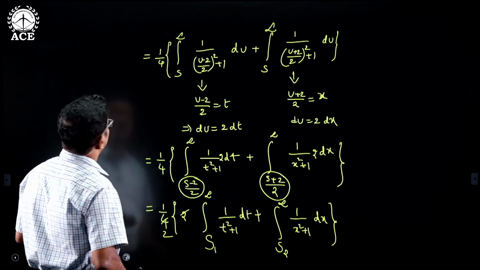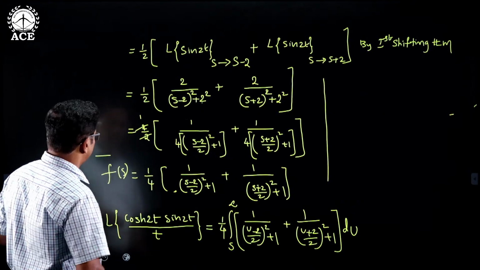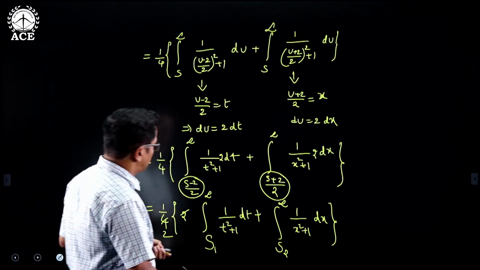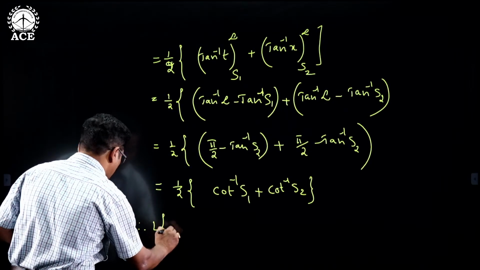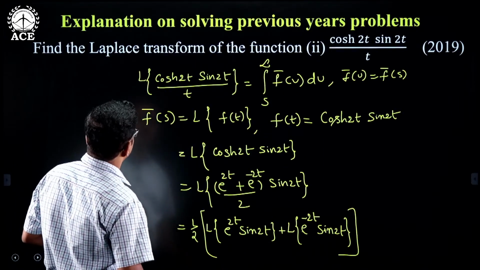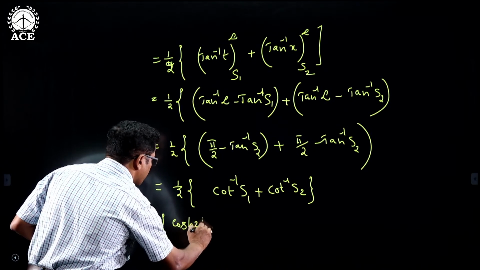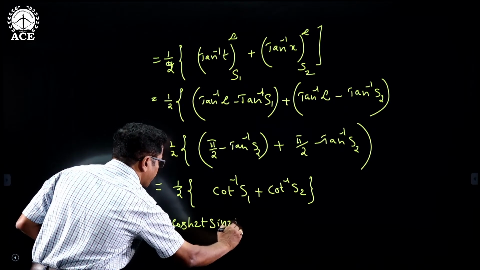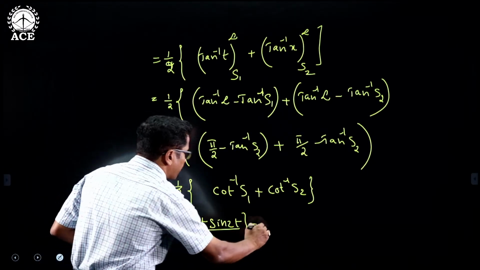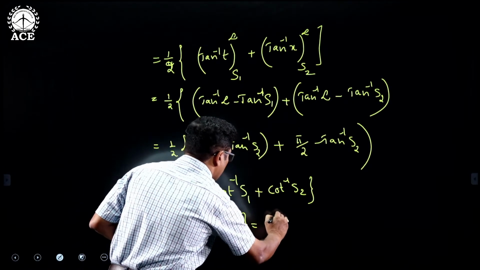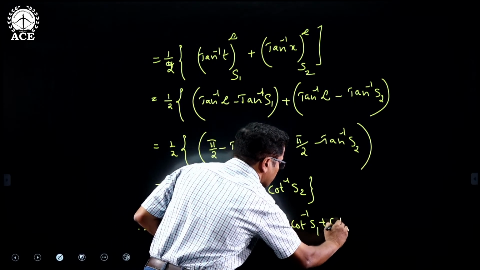So this is the Laplace transform of cos h 2t sin 2t by t. So the Laplace transform of cos h 2t into sin 2t by t is equal to 1 by 2 (cot inverse s1 plus cot inverse s2).